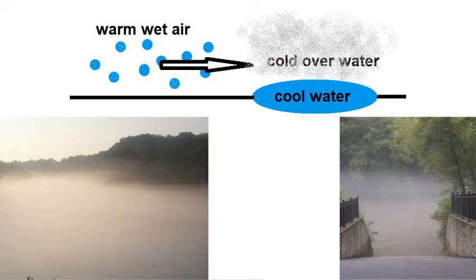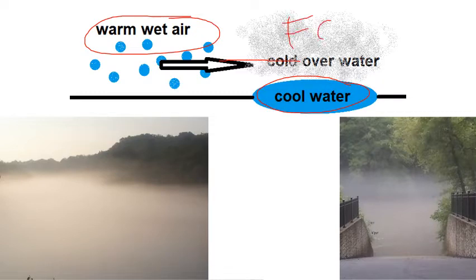So here's the situation that gives us fog over the Chattahoochee River in the summertime. We have warm, wet air. It's humid air like we have in Georgia all summer. Well, when that warm, wet air moves over cold water, that air gets cold and the water in the air gets cold and it condenses and it forms fog.